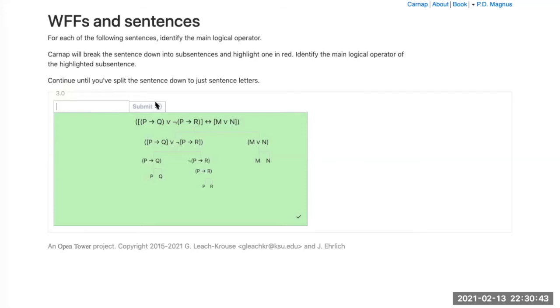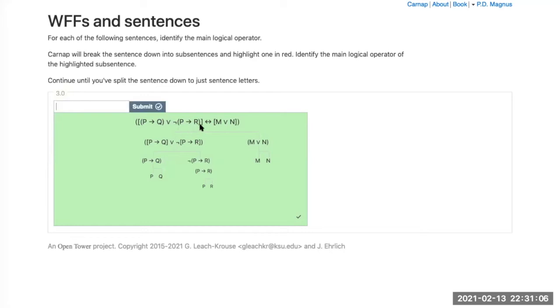The point of this exercise is twofold. One is about recognizing the main logical operator of the sentence. So if you start with a whole sentence, how does that fit together? What's the main logical operator of it? And once you split it into sub-sentences, what's the main logical operator inside the sub-sentence?